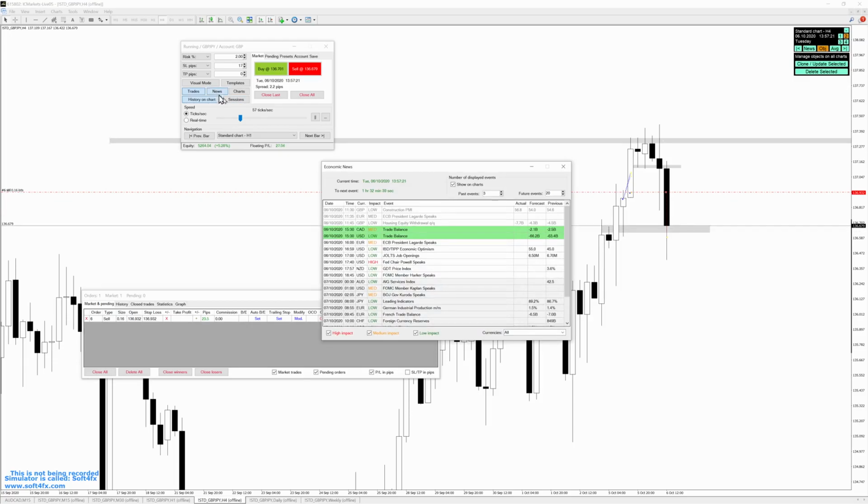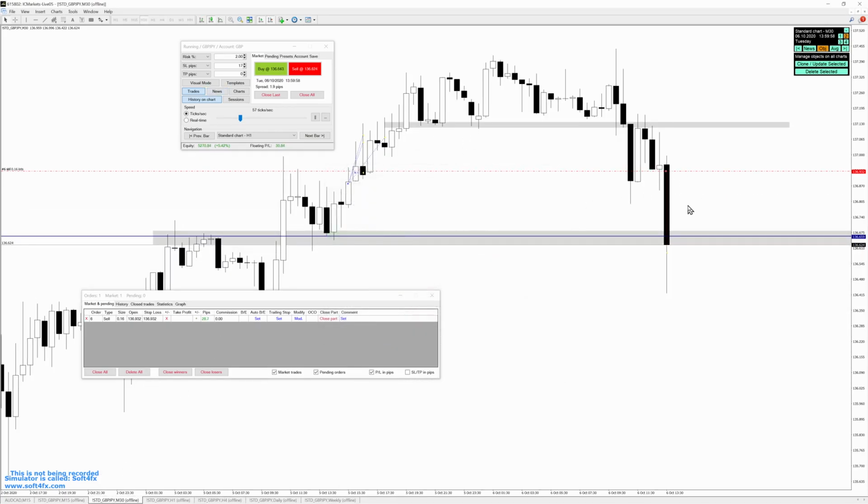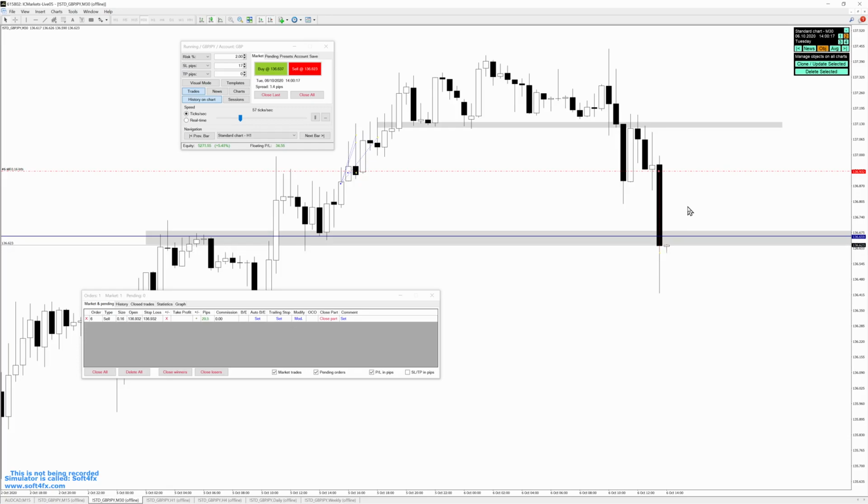Was this news? I'm not sure. There's no news. Maybe there could have been some breaking news somewhere, but you can't really see anything at this point. So yeah, I think that was a pretty good trade. Price came down and basically did not really embarrass me here today. So that's pretty good. Had a winning trade.